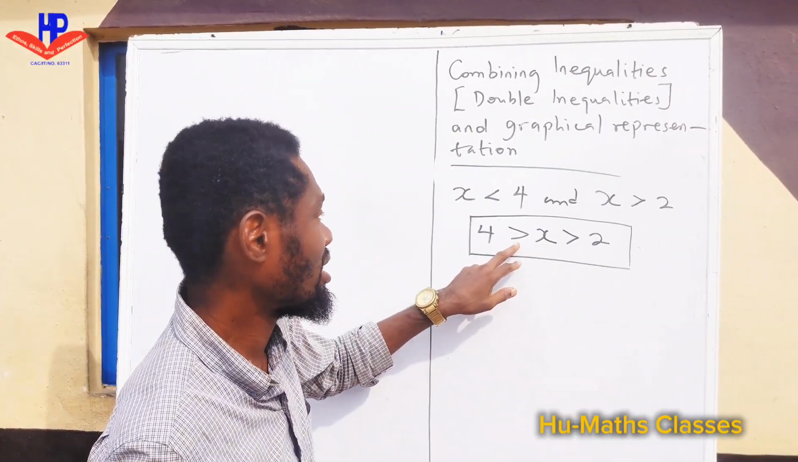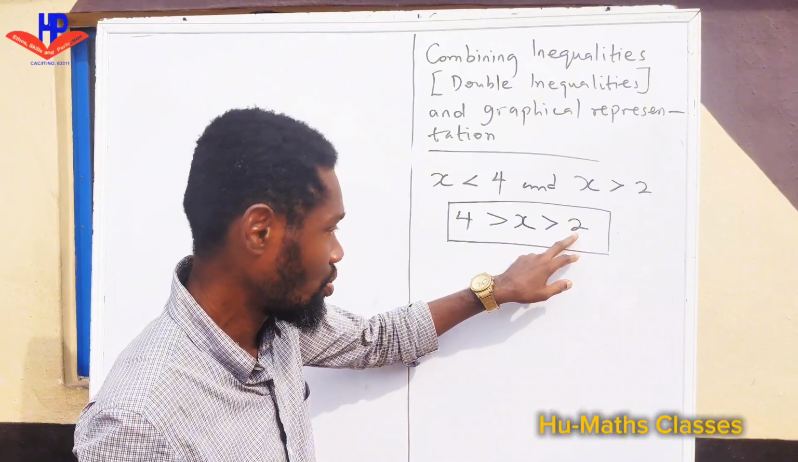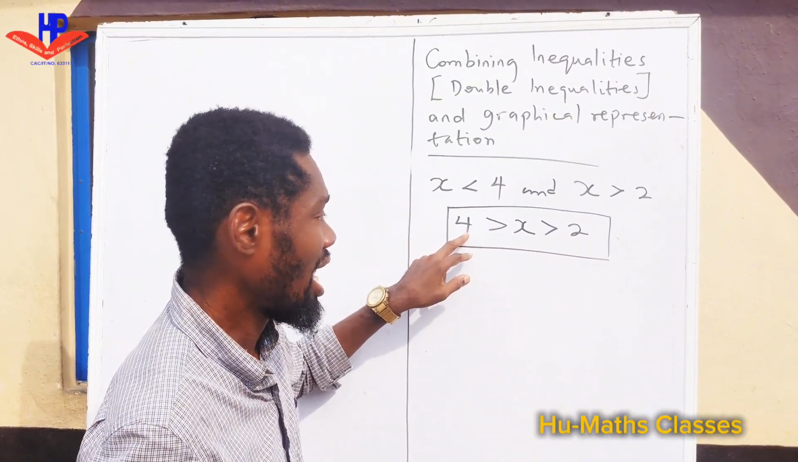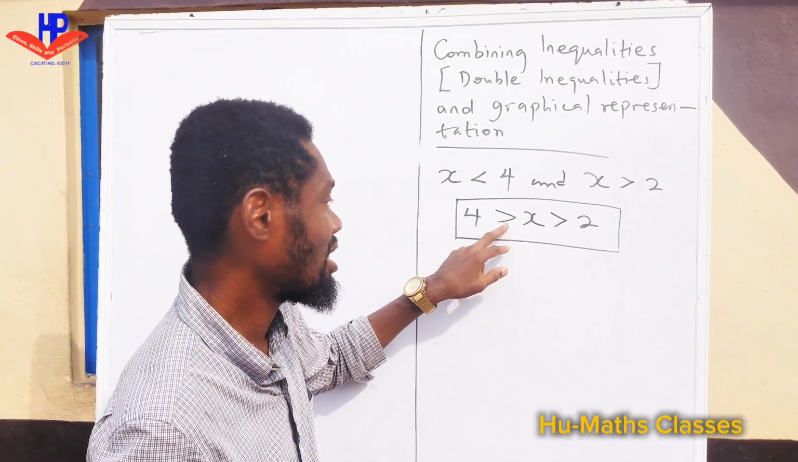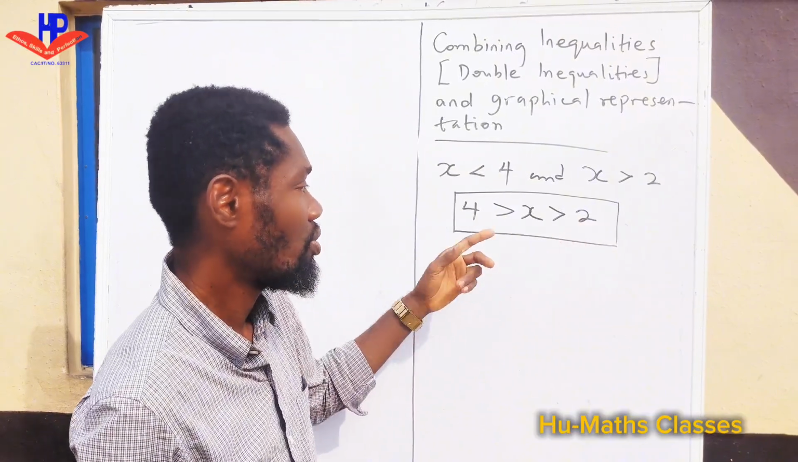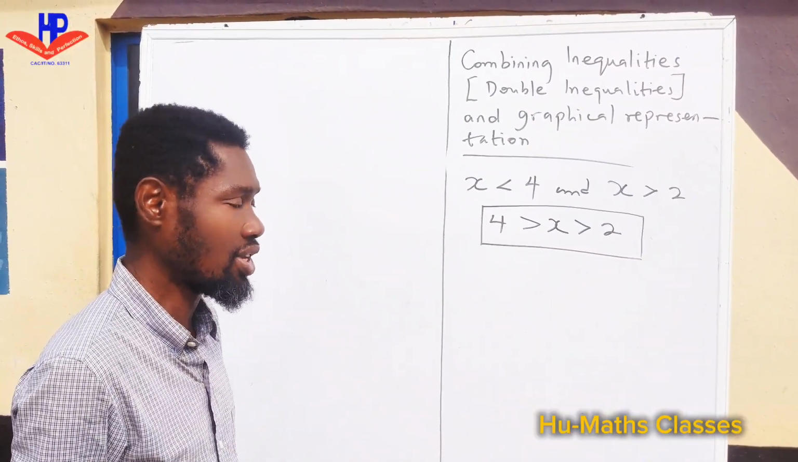x is less than 4 and x is greater than 2. x is less than 4 and greater than 2. This is the combined form. Now, but how do we represent this graphically?